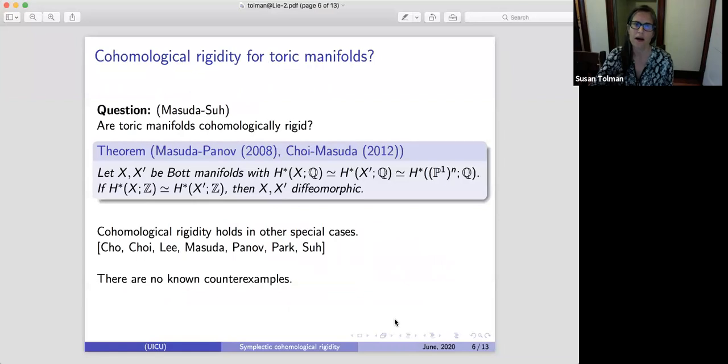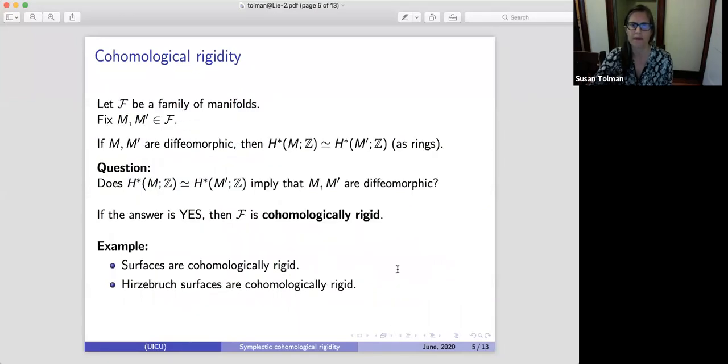Okay, so then I'll go on to the questions. Sorry, I'm having a little cohomological rigidity. If you haven't seen this before, let F be a family of manifolds and pick 2 manifolds, M and M prime, in your family. If M and M prime are diffeomorphic, then we all know that the cohomology of M is isomorphic to the cohomology of M prime, as rings. And the question is, does the converse hold? If we know that the rings are isomorphic, does that imply that the manifolds are diffeomorphic? If the answer is yes, then we're going to say that the family is cohomologically rigid.